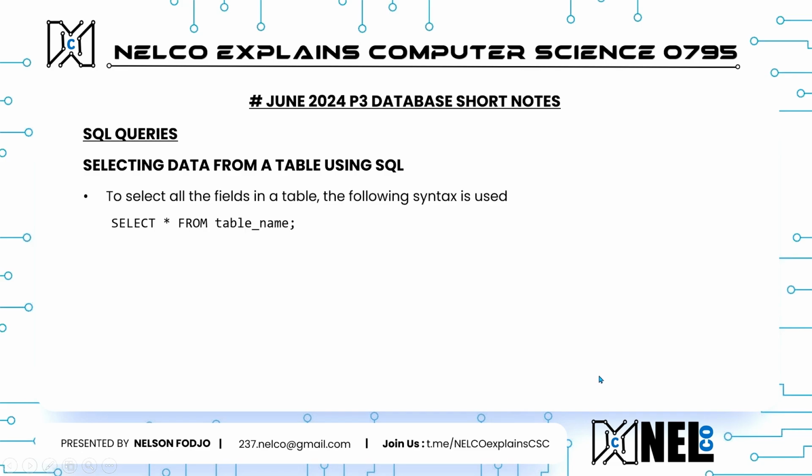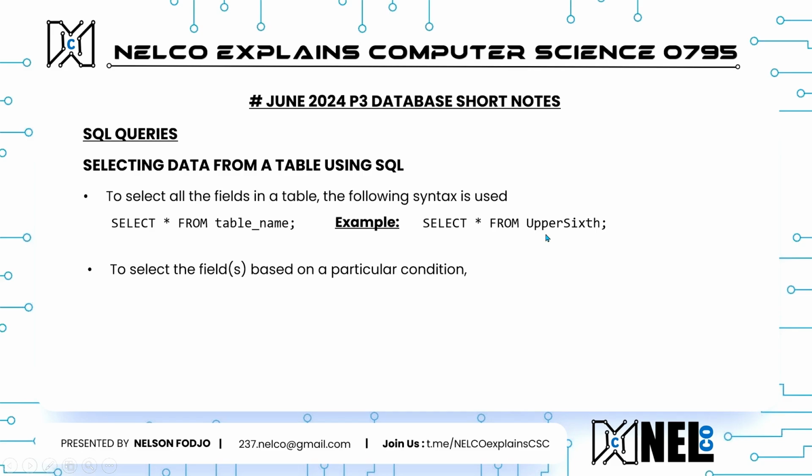To select all the fields in the table, the following syntax is used. The following query is used. We have select star from table name. Example, select star from opposite. When you execute this, it's going to give you an overview of everything found in the table opposite.